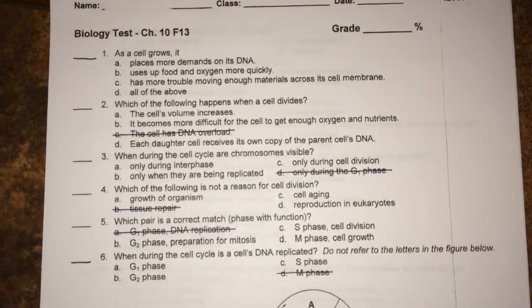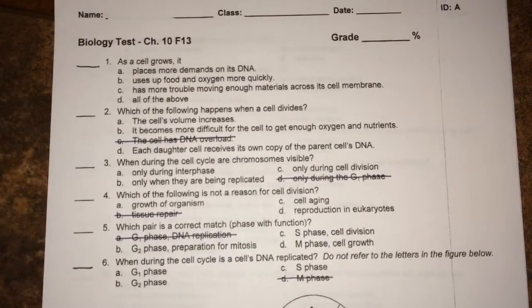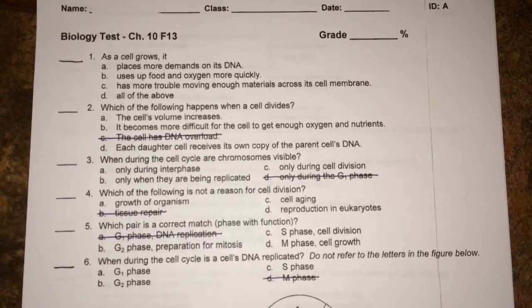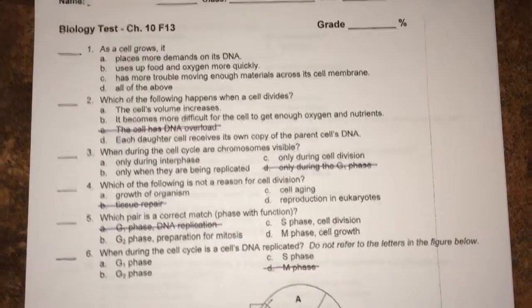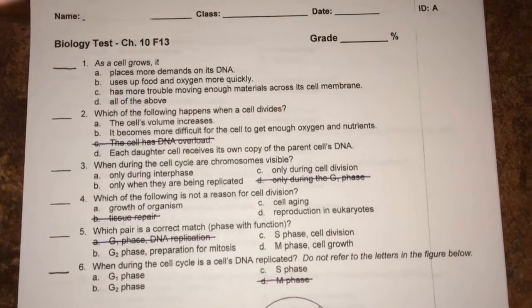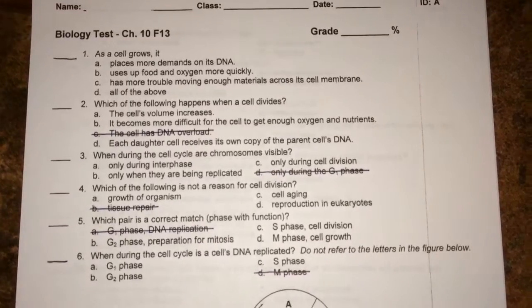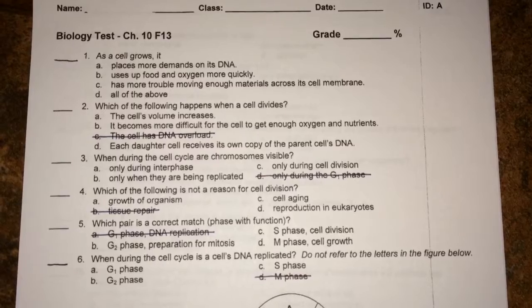Number 5, which pair is a correct match, phase with function? B, G2 phase is the preparation for mitosis. C, S phase is cell division. Or D, M phase is cell growth.